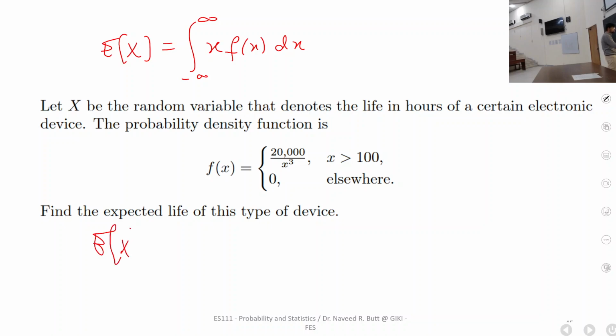Expected value of x is x times f(x), which is 20,000 divided by x cube. What about the range? Can somebody help me with the range? dx. The general formulas always say minus infinity to infinity or minus infinity to a. What they mean is over the possible values in this range. This is saying all the possible values. So should we solve this with minus infinity to infinity or something else? In our case, 100 to infinity. Why is that?